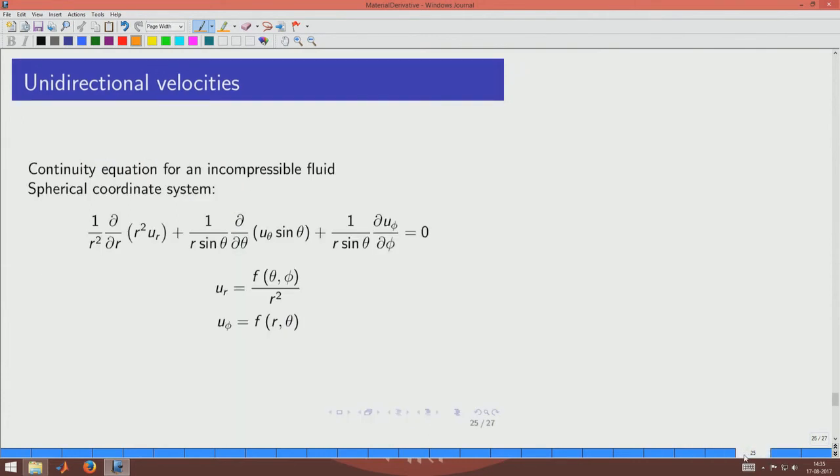Similarly, you can also see what would happen in the spherical coordinate system when you have unidirectional velocities. You can actually tell what kind of velocities are possible. Usually there is not much use in looking at unidirectional velocity in theta and phi directions, but radially it is definitely useful, and you can now see that because of r square here, the 1 by r square form is going to satisfy the radially outward velocity in the spherical coordinate system.